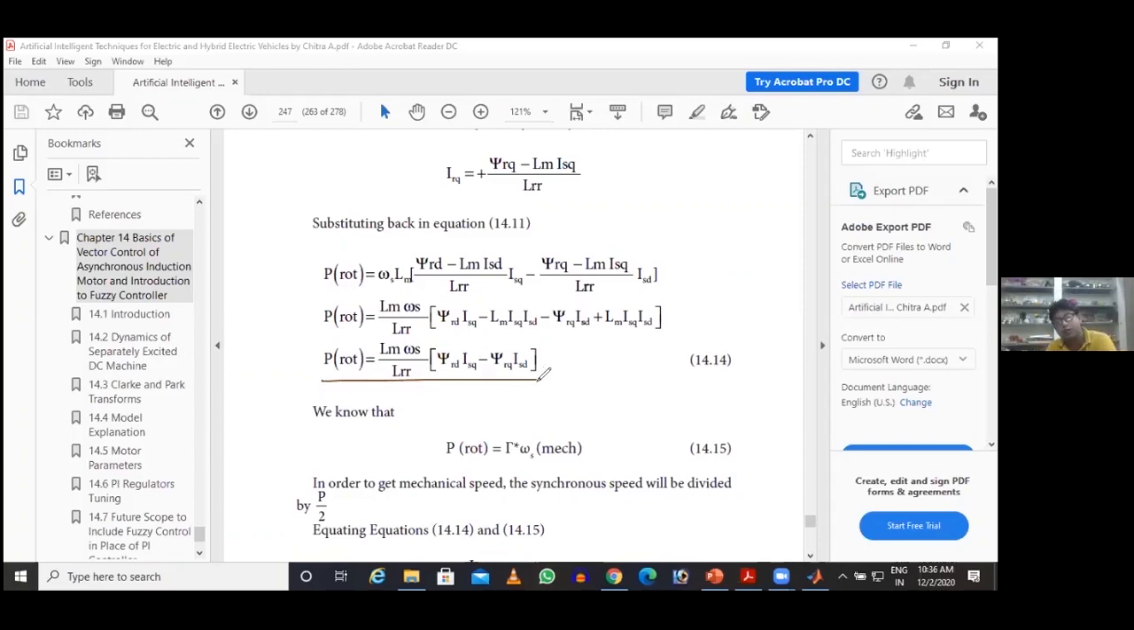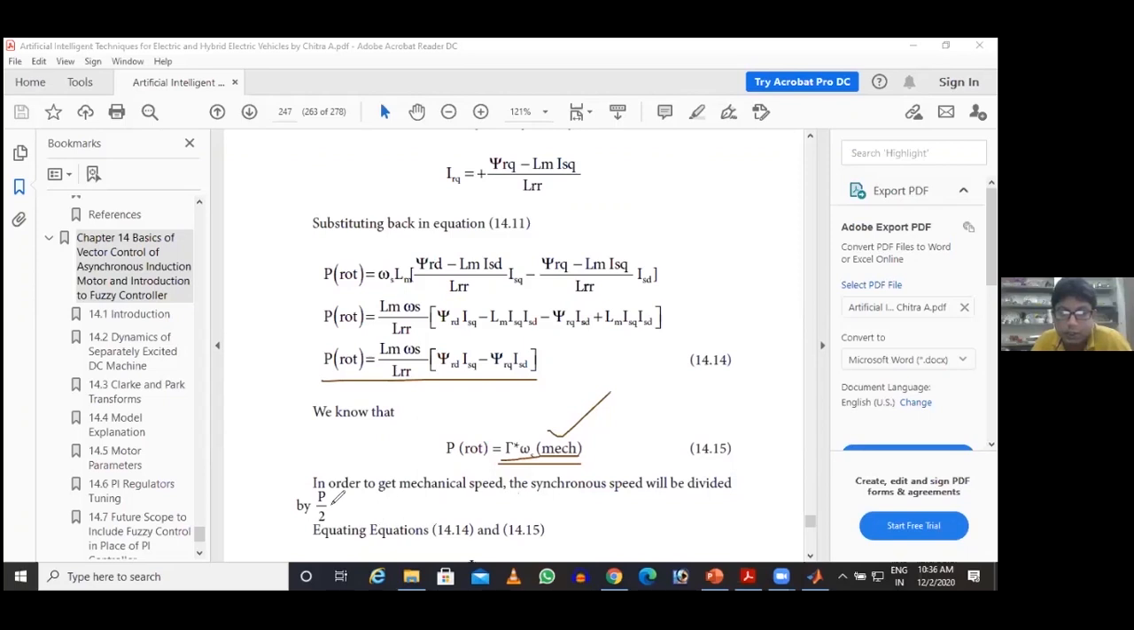So the total rotational power is equal to Lm into omega s by Lrr into psi Rd into Isq minus psi Rq into Isd. Now we know power is basically what? Power is basically torque into RPM, torque into mechanical RPM.